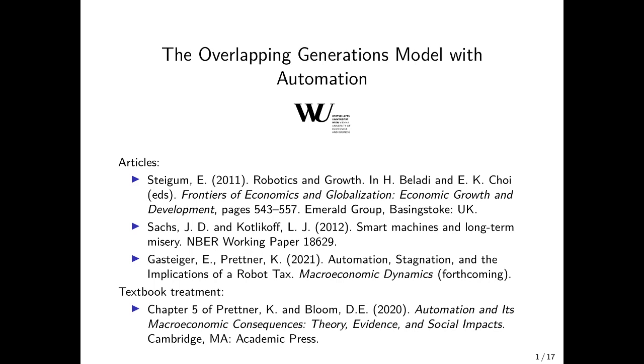The articles that are relevant in this context are the one by Steigum, Robotics and Growth, in Frontiers of Economics and Globalization, Economic Growth and Development. Then a paper by Sachs and Kotlikoff, Smart Machines and Long-Term Misery. And a paper by Gasteiger and Prettner, Automation, Stagnation and the Implications of a Robot Tax, that is forthcoming in Macroeconomic Dynamics. A textbook treatment of this aspect can be found in Chapter 5 of the book by Prettner and Bloom, Automation and its Economic Consequences, Theory, Evidence and Social Impacts.